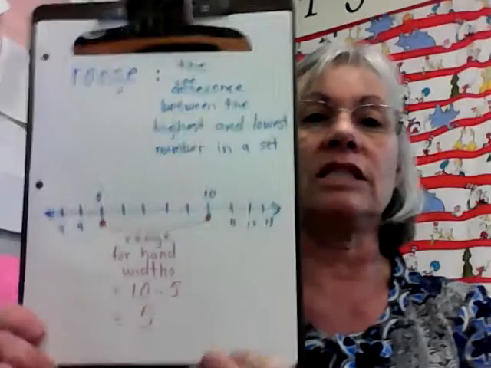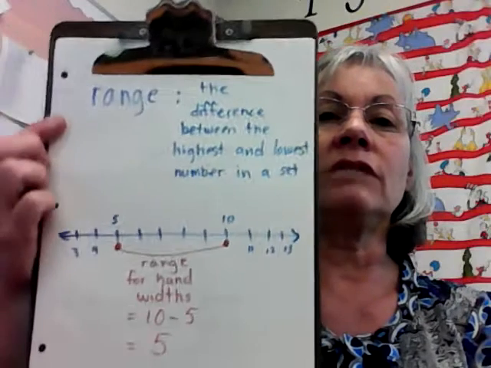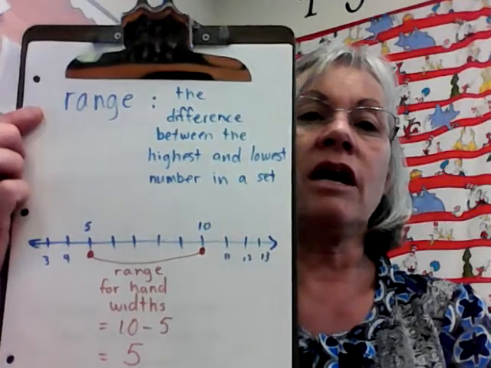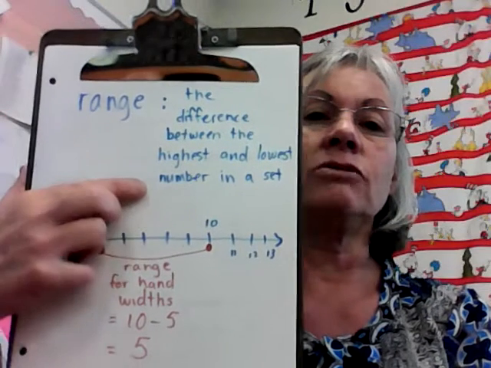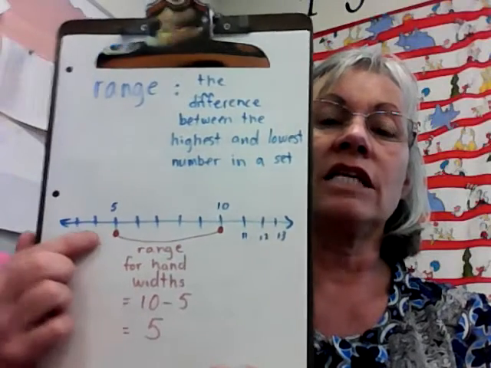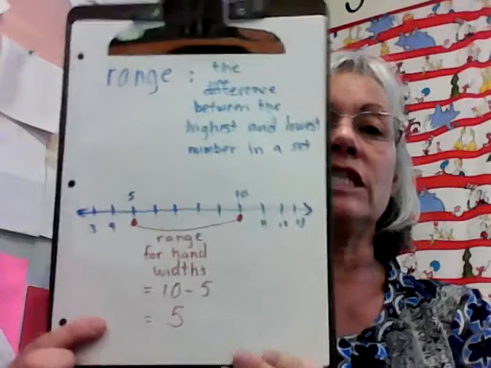In order to do this without a number line, in case you have some really high numbers where drawing a number line wouldn't make sense, it would be silly to try to do that, you would just subtract. And here's how we describe that. Range is the difference between the highest and the lowest two numbers in a set. For example, for our hands, from 5 to 10, you do the subtraction and the difference is 5.